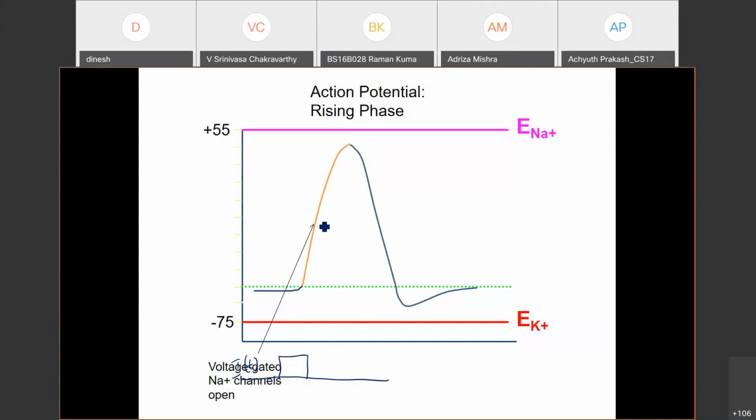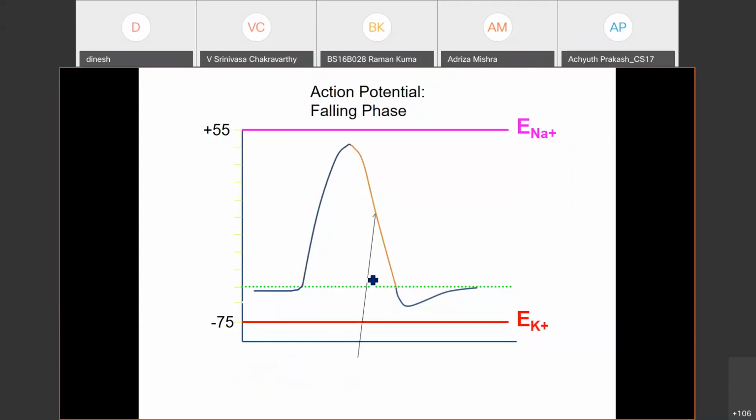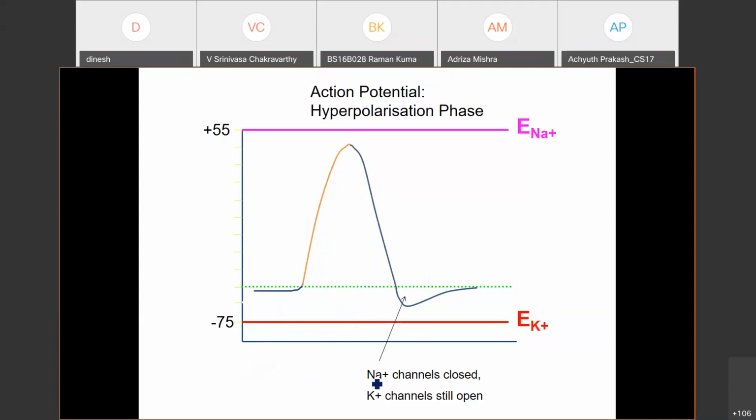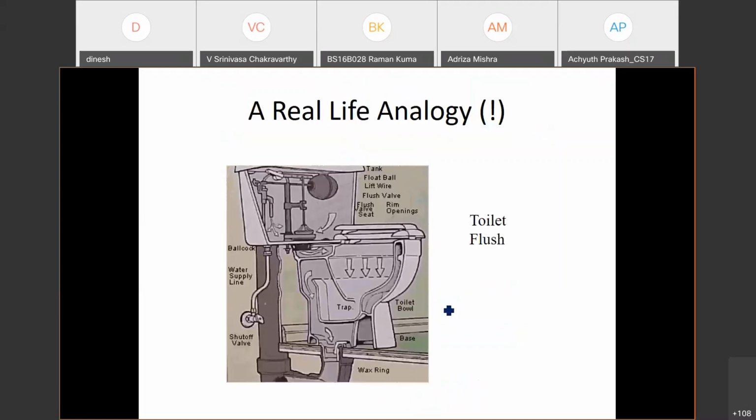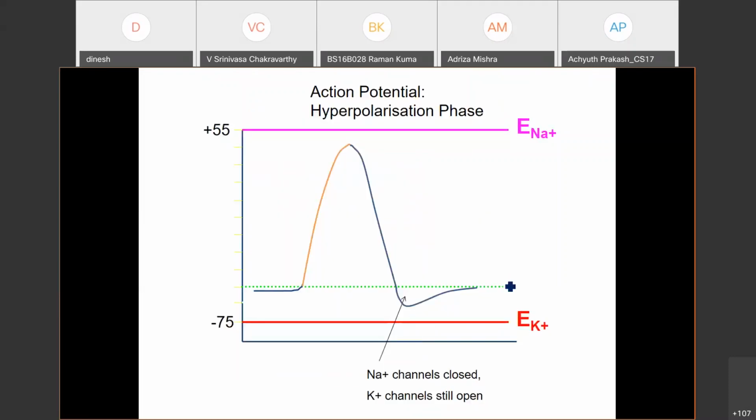Okay, so this first part is where voltage-gated sodium channels open, and the second part is where voltage-gated potassium channels open, and the third part is where sodium channels are now closed, but the potassium channels are still open. So therefore, it goes even lower. In the resting condition, there is some balance between sodium and potassium channels. In this case, it is said to be hyperpolarized, or it's a hyperpolarization phase, right? The voltage goes even less than your normal resting condition. That is when you have a lot more potassium channels open compared to sodium channels. So therefore, it goes even less than the baseline value. And once it comes back to normal.